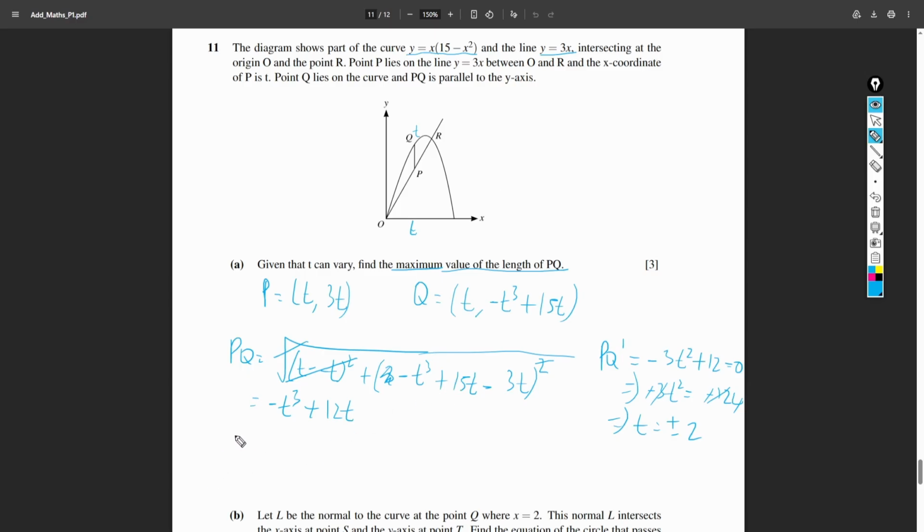If we input these into the PQ equation, for plus 2 we get minus 8 plus 24, which is 16. If we put minus 2, we get plus 8 minus 24, which is minus 16. So this is obviously higher, and we simply use this form. Also, you actually notice that we eventually take the modulus of everything, since in the actual formula it is squared, so it would have been the same thing, 16. So 16 is the answer.